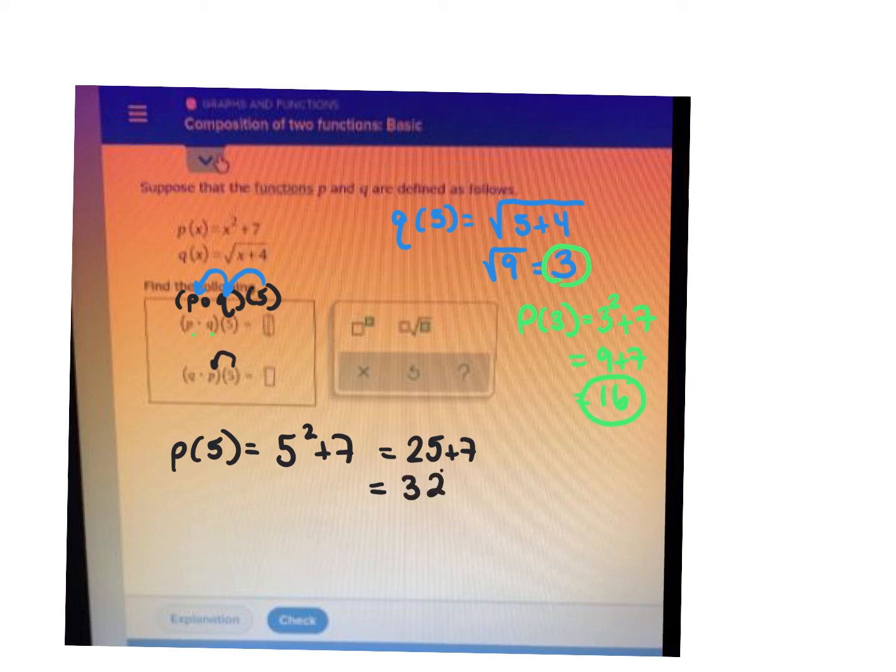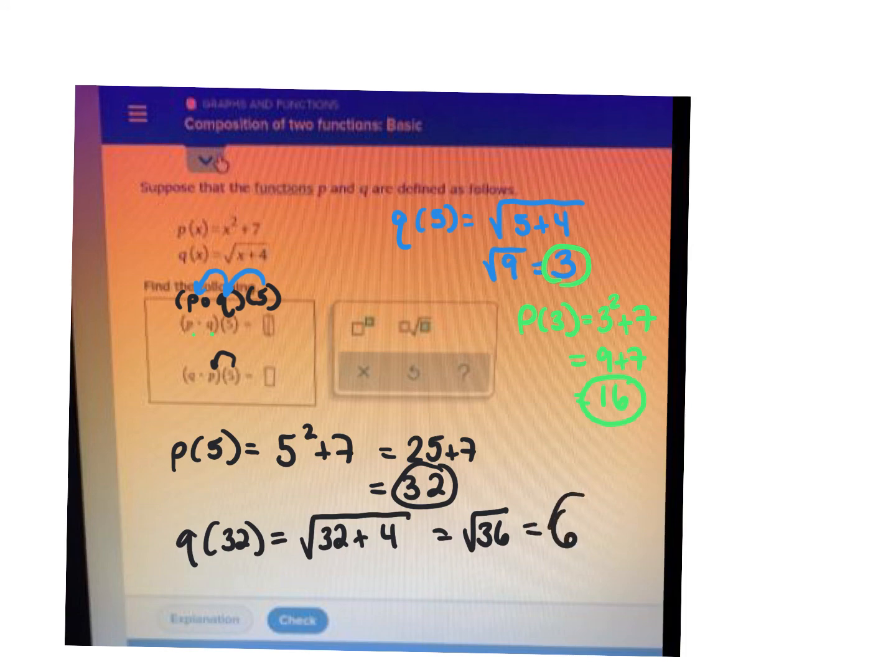But now I'll take that 32 and put it into the first function, which is q. It's very important that I'm putting that number in. So that gets me the square root of 32 plus 4, which is the square root of 36, just adding under the root, which simply gives me 6. So the 16 would be my answer for the first one, and 6 would be my answer for the second one.